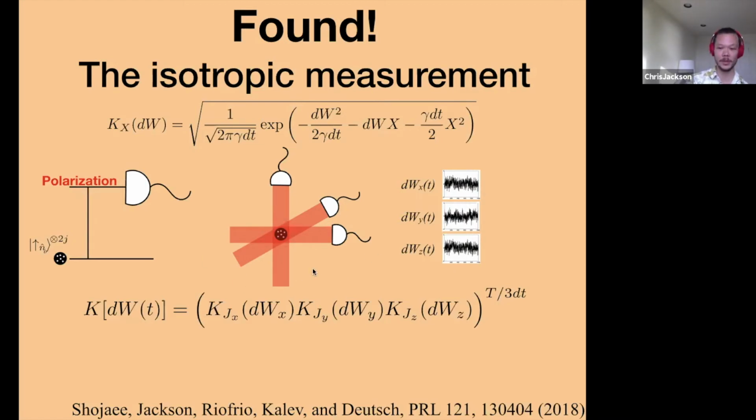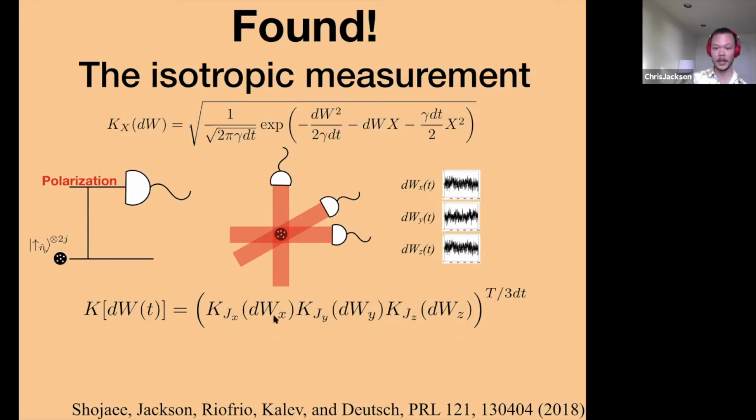I believe this is what's called a Stokes interaction. And then I do a measurement on the polarization that has just weakly interacted with this spin ensemble. These are the outcomes as a function of time. And this is called an isotropic measurement because I am imagining coupling with equal strength to the X, Y, and Z components of spin in the ensemble, isotropically. That is, with equal strength. So this is the Kraus operator of the isotropic measurement.